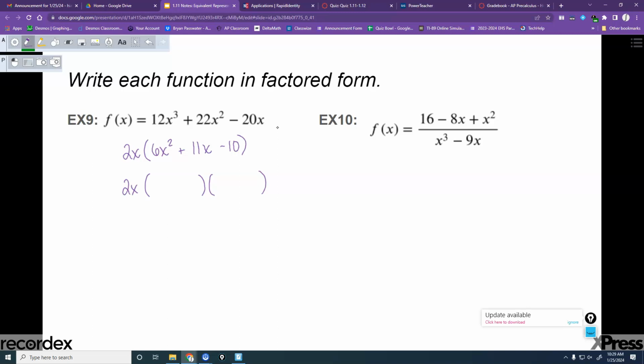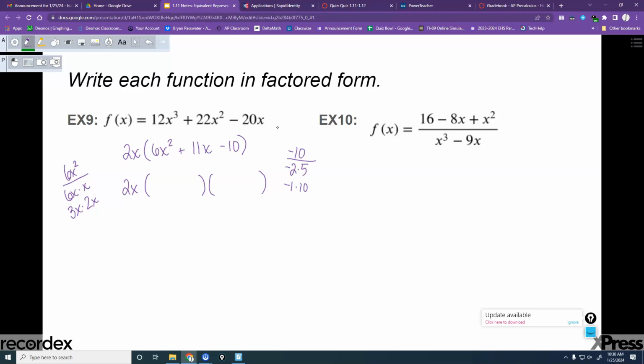This is a little more difficult than a lot of the ones we've done before, because 6x squared, what could I use to get 6x squared? I could use 6x and x. What else could I use? 3x and 2x. So I've got two options for that. Over here for that negative 10, I could use negative 2 and 5. I could use negative 1 and 10, or I could switch to negatives on those. I'm not going to list them, but I could switch to negatives. So I've got options for my x's and for the second term as well.